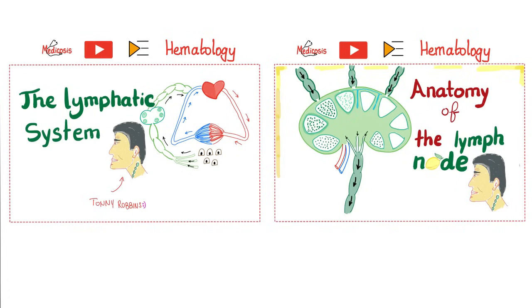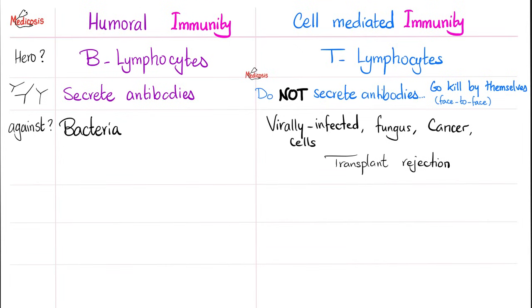As we have said before, the B lymphocytes live in the follicles of the cortex of the lymph node, whereas the T lymphocytes live in the paracortex. You can learn more about the lymphatic system and the anatomy of the lymph node by watching these 2 videos in my hematology playlist. You can also find them in my anatomy playlist. Humoral versus cell-mediated. Pause and review.